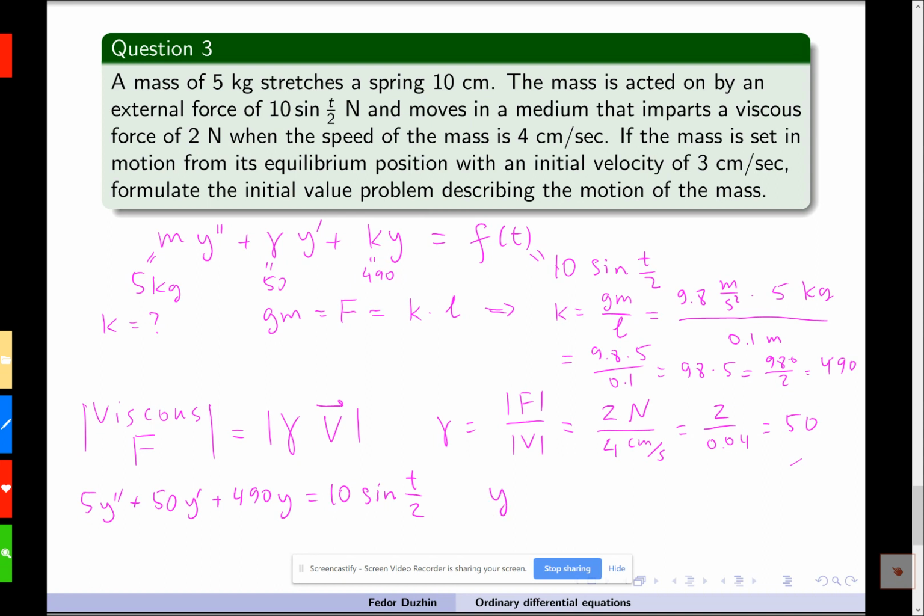Now we also should be given the initial conditions. If the mass is set in motion from its equilibrium position, the initial position is the equilibrium position. So y of 0 is 0, and y prime of 0 is the initial velocity of 3 centimeters per second, which is 0.03 meters per second. So this is the final answer.